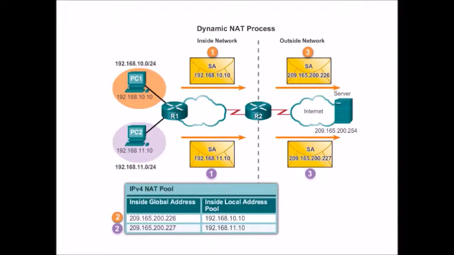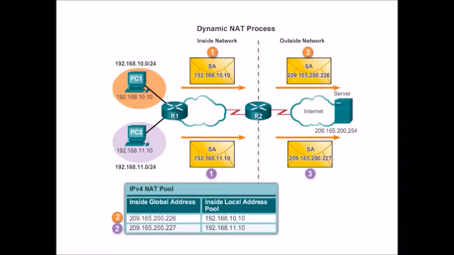Using the previous configuration, the figures illustrate the dynamic NAT translation process between two clients and the web server. In this figure, the traffic flows from inside to outside. PC1 and PC2 send packets requesting a connection to the server at the public IPv4 address.